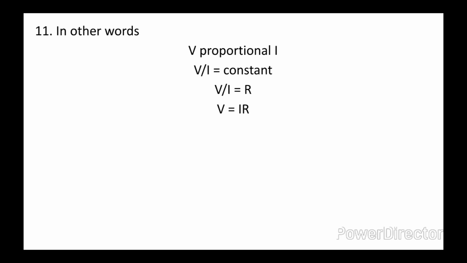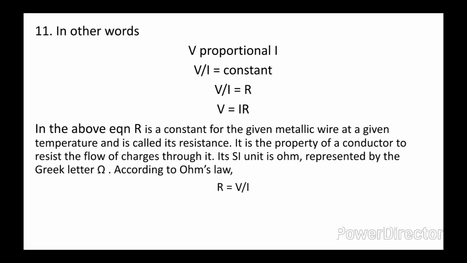In other words, in the mathematical form, you represent it as V is proportional to I, because if one quantity increases, the other quantity will increase. Therefore, it is directly proportional. If you remove the proportionality sign, you will get a constant, that is V by I equals constant, and that constant we denote as R. So finally you will get V equals IR. It is nothing but the mathematical form of Ohm's law.